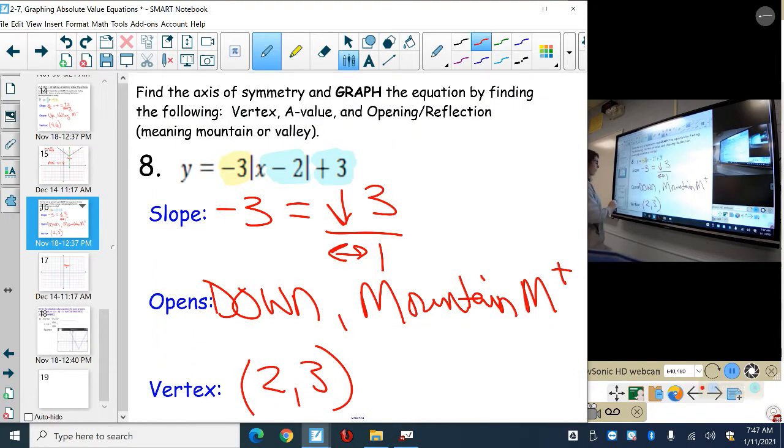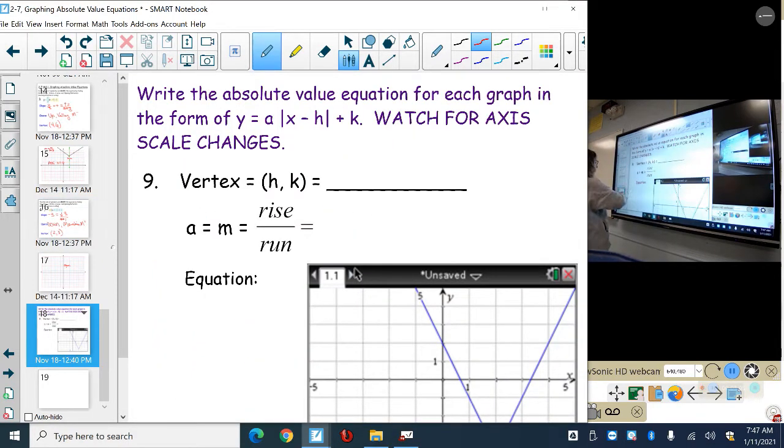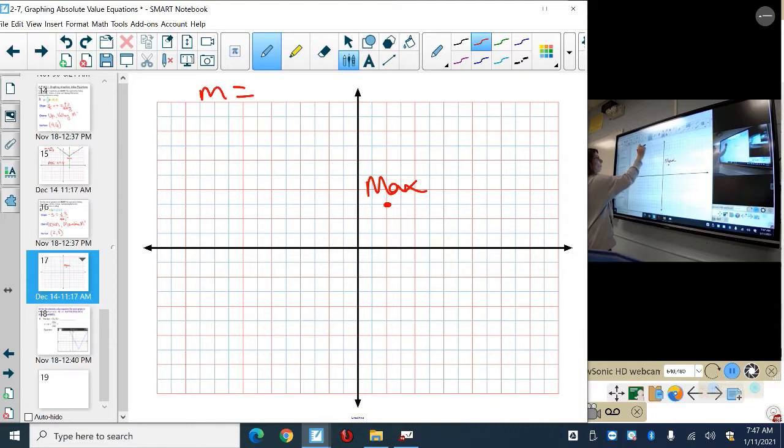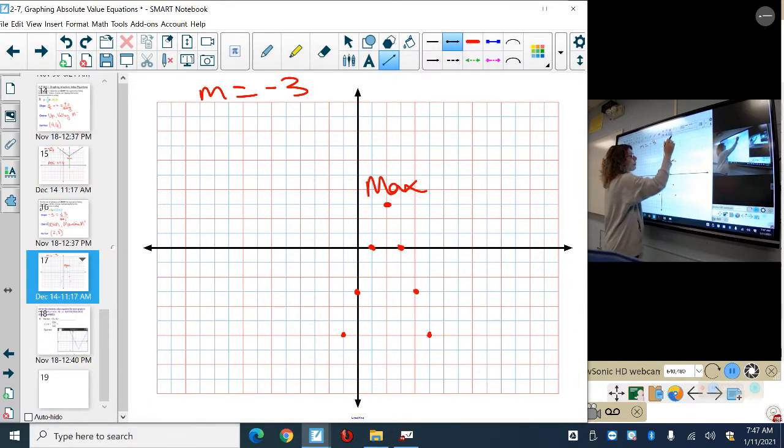So -3 is my slope. I'm going to go down 3 units and to the right one. I'm going to do exactly the same thing for the other side. Down 3 units and to the left one. I'm going to simply draw my mountain.